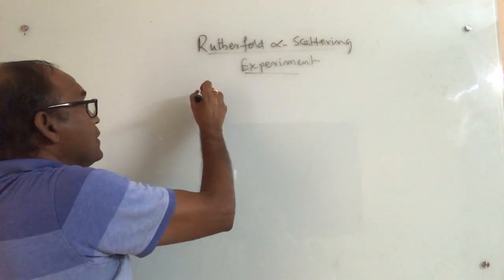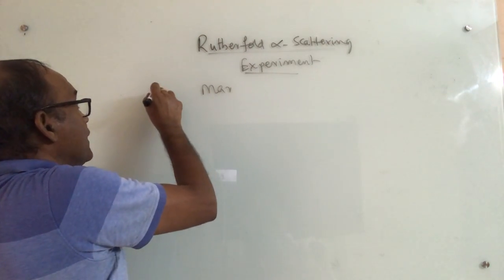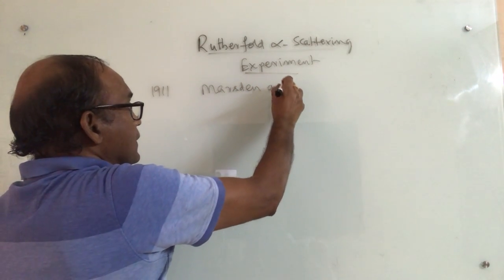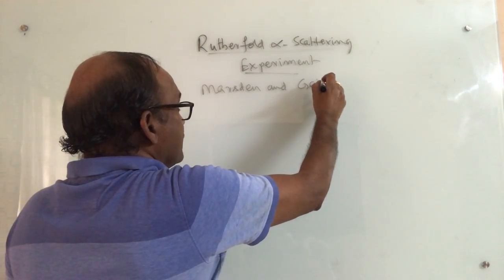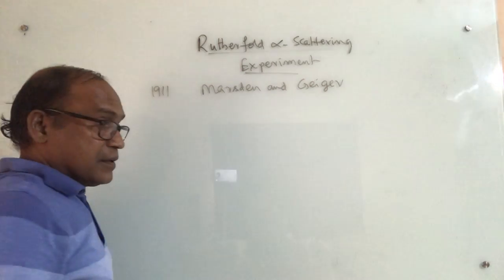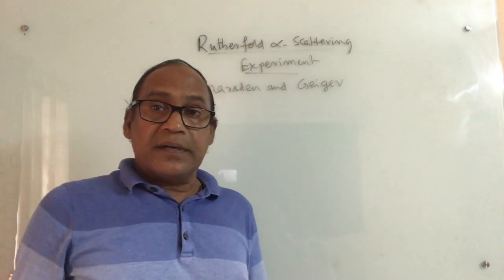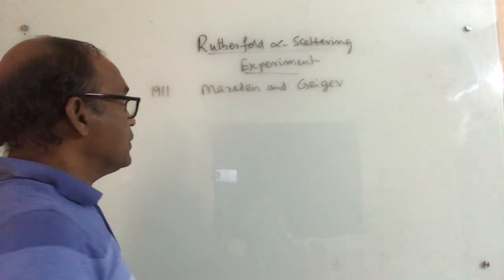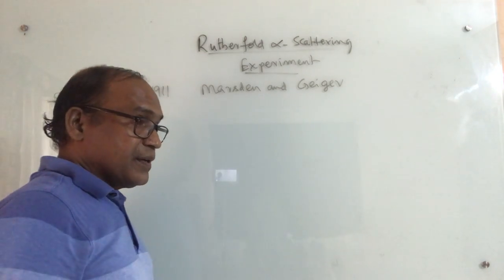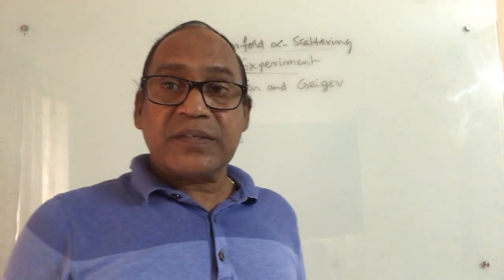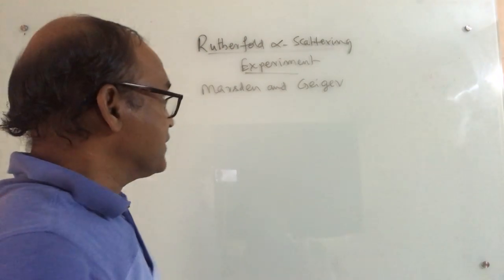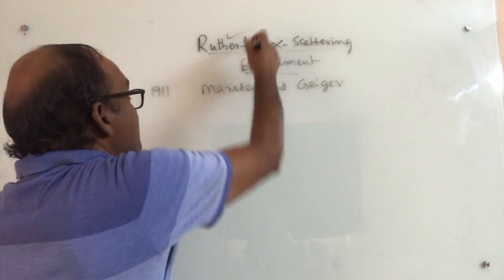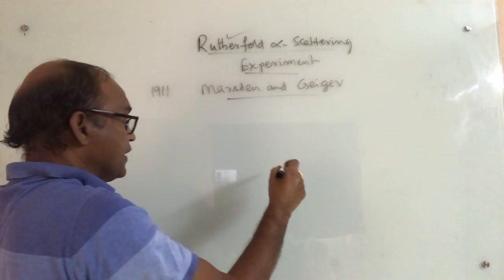I said in 1911, Marsden and Geiger, both his students, were conducting some experiments with reference to the passing of alpha particles through different metallic foils. That was the purpose of conducting the experiment. Under his supervision, these two scientists conducted the experiment.